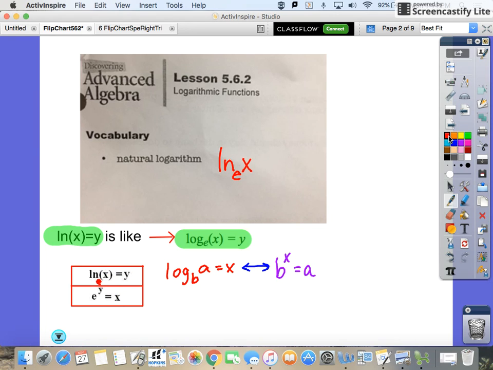So let me write that a little differently. If you see natural log of x equals y, if there's nothing written here, you can assume that it's base e. If it's anything except e, you should use a regular log, not a natural log. Then we would convert it to e to the power of y equals x.